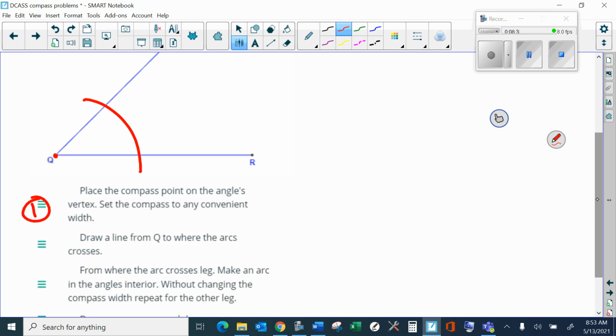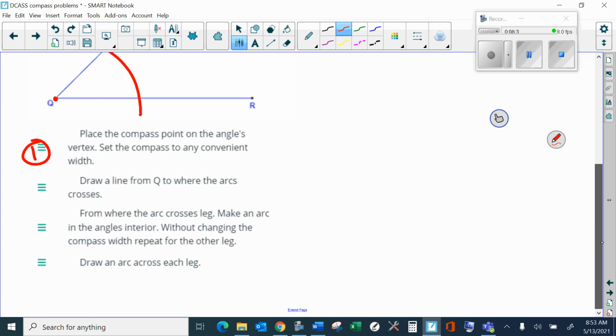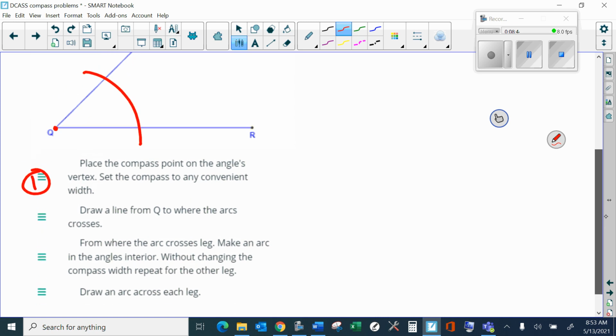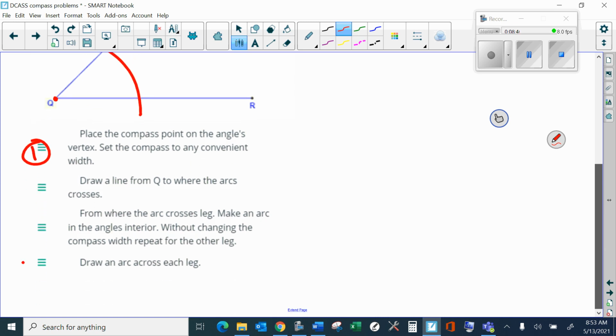Okay, so let's read these other ones here. Draw an arc across each leg. Okay, so that's what we did right there. Step two, that we drew the arc. From where the arc crosses, they're calling these legs, just so you know, leg and leg. From where the arc crosses the leg, so this would be next one, make an arc in the angle's interior without changing the compass, repeat it with the other leg. This would be step three.